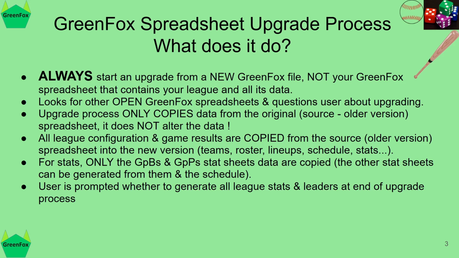And then specifically for stats, even though there are many, 9 to be exact, leaders or stats sheets, if you count the leaders, there are 9. But it only copies 2 of these: the GPBS and the GPPS, which are basically the player game logs for the batters and the pitchers. Because using those as well as the schedule, all the other data can be generated from those 2 sheets. So that's all that it copies actually from your original spreadsheet.